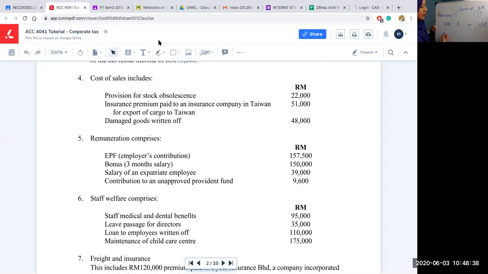So for example, during the year, provision for stock obsolete is, let's say, 100. And at the beginning of the year, we have a provision brought down figure of 100. And during the year, it says provision for stock obsolete, you have 22,000. So that means 22,000 is additional during the year, right?